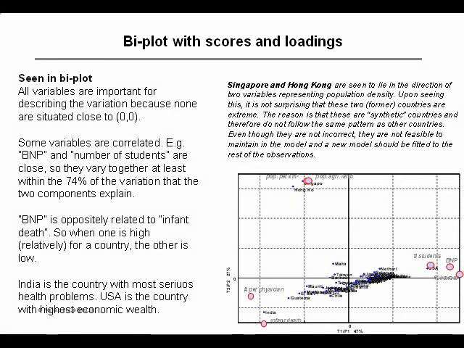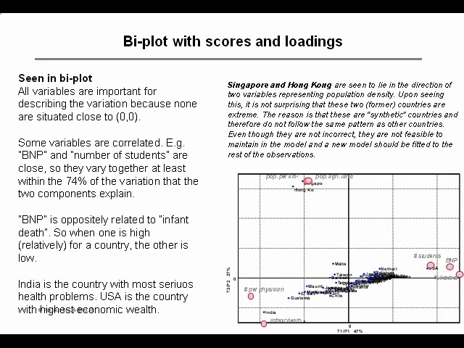Quite a number of things can be seen for this specific model. If you look at the scores and the loadings, you see, for example, that all the variables are quite important because no individual variable is located near 0.0. If there had been a variable at 0.0 or close to that, that would mean that that variable was not consistent with the major part of the variation in the data.